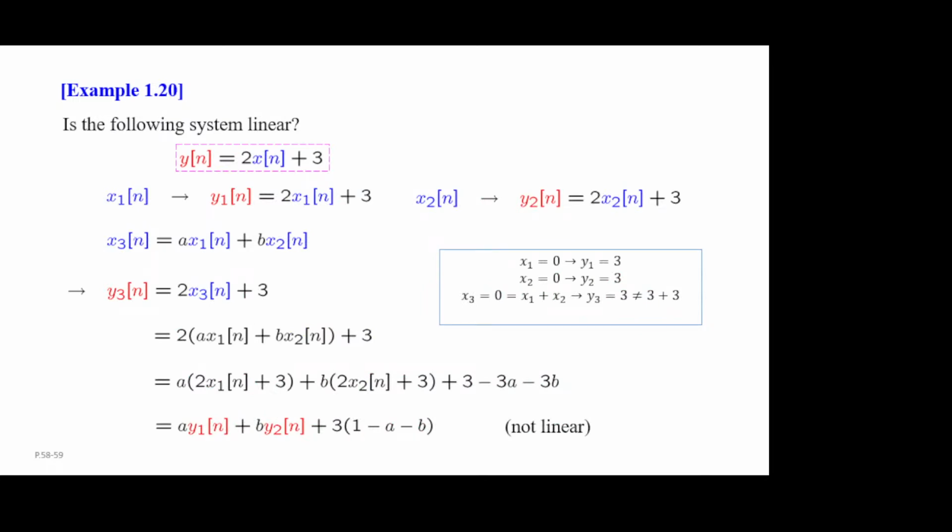And now another question. Is the following system linear? It looks very linear. y of n equals 2x of n plus 3. It's a linear combination, a linear shift of x of n. But it's actually not linear, because our definition is a bit funny. That's because homogeneity is a very strong requirement.